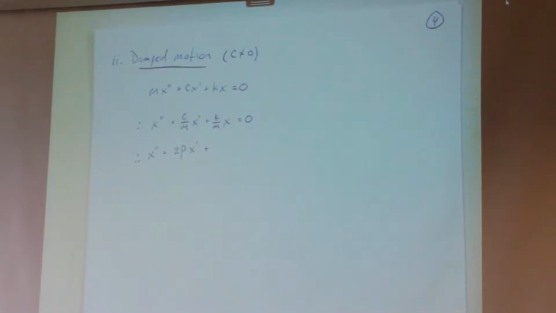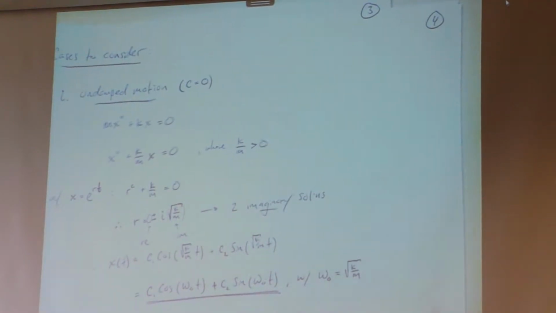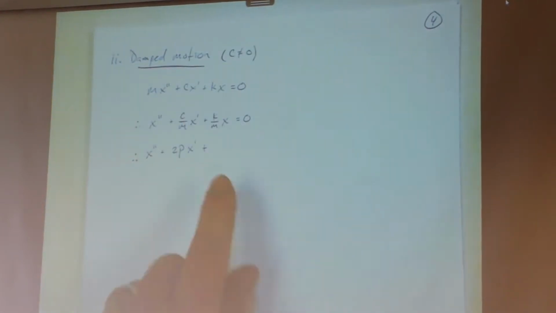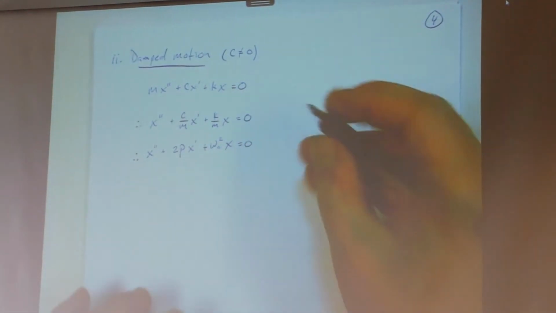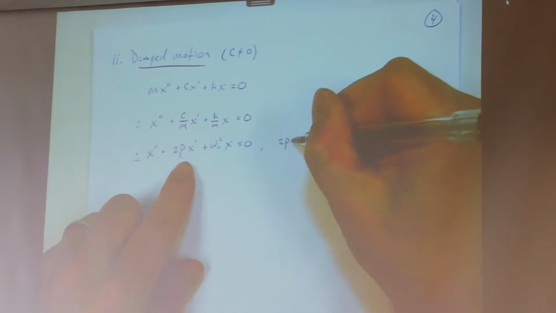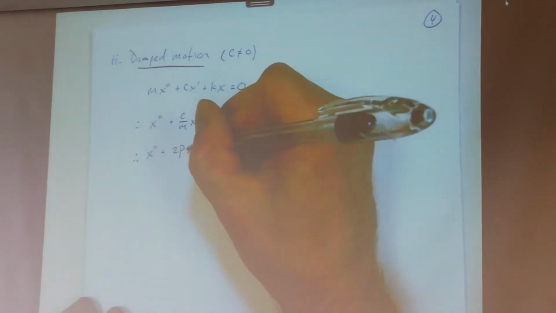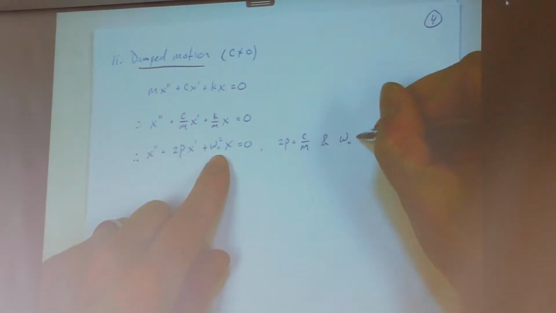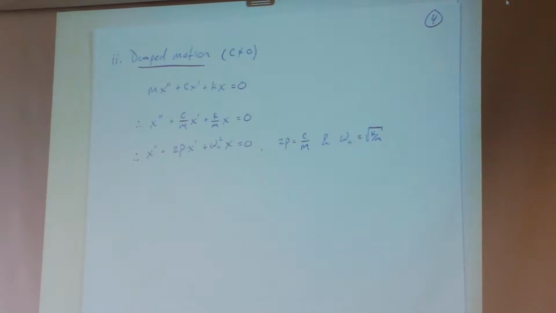And k over m, I think we called that omega naught. Omega naught was the square root of k over m. So k over m by itself could be written as omega naught squared, right? Okay. So we have these things over here where 2p equals c over m. So p would be c over 2m technically. We're just holding on to it for a second. It's going to make some calculations nicer. And omega naught squared is that k over m.